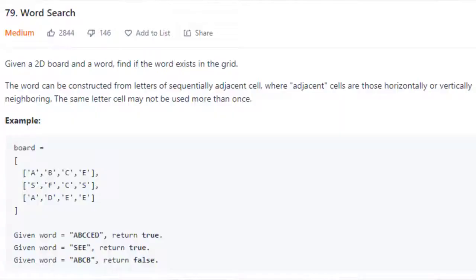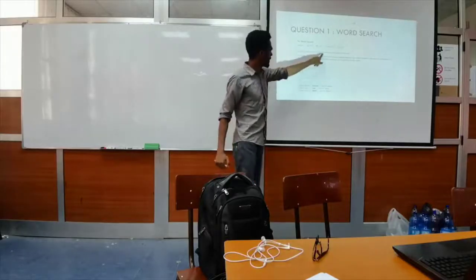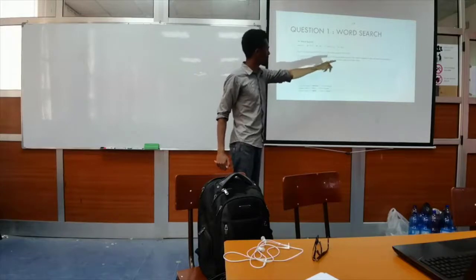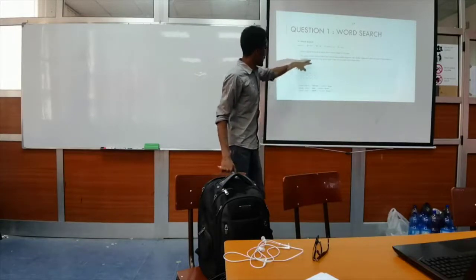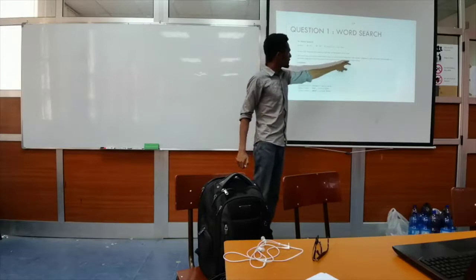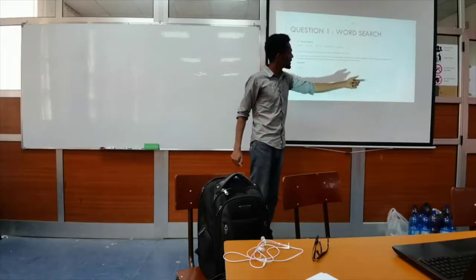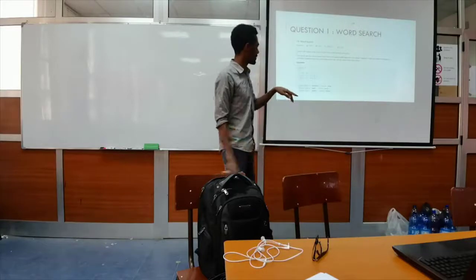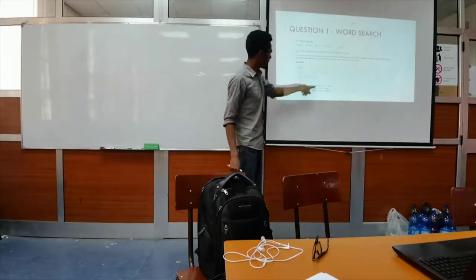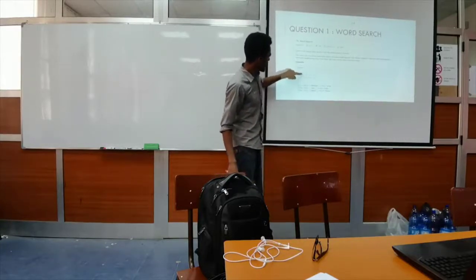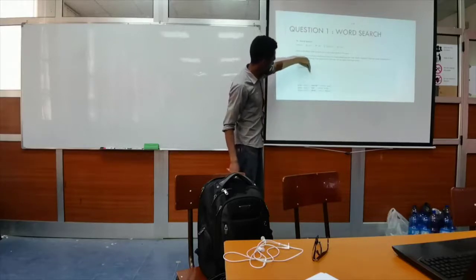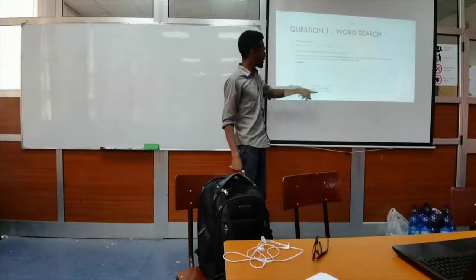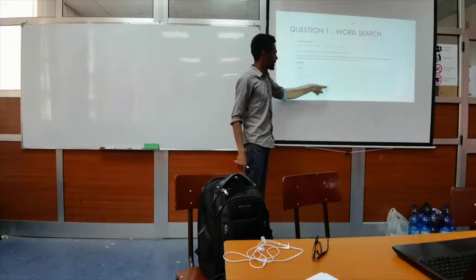This question asks us if we can build this string from a given board. Basically, we are given a 2-dimensional board and a word, and we need to find if the word exists in the grid. The word can be constructed from letters sequentially adjacent, where the adjacent cells are those horizontally and vertically neighboring. For example, for A, B, C, C, E, D, we can start from A, go up to B, C, C, E, D. So our function should return true.